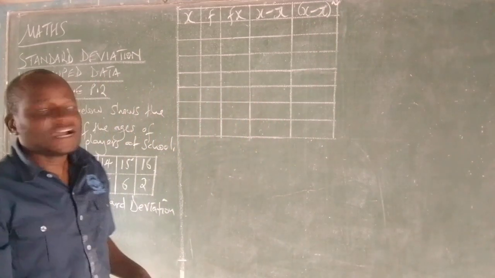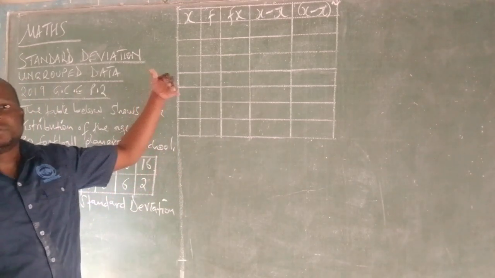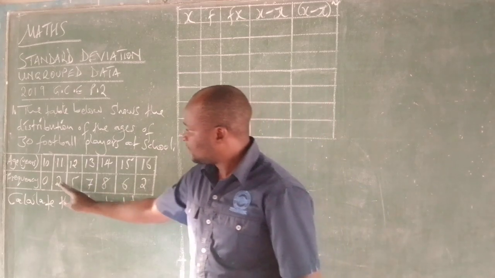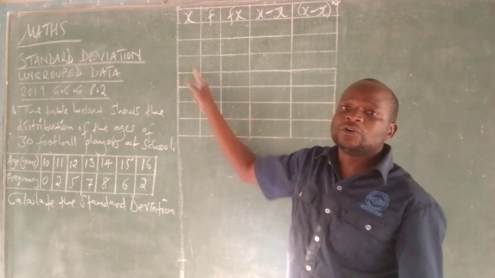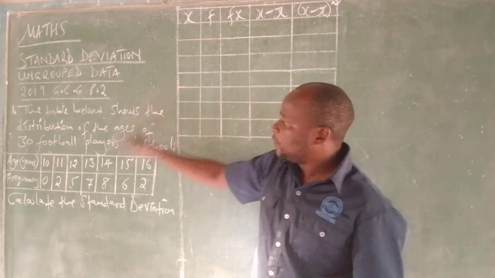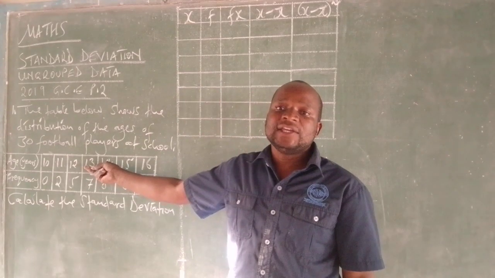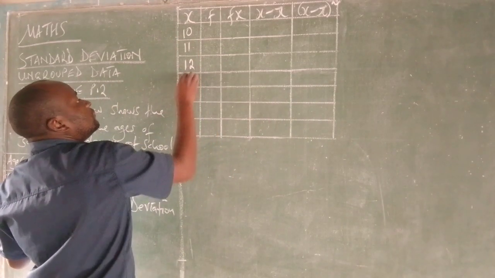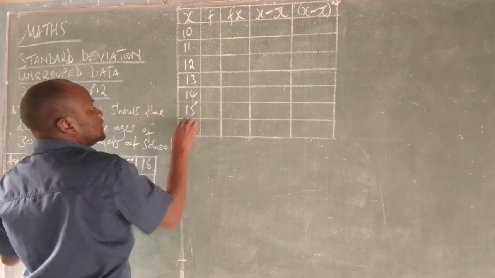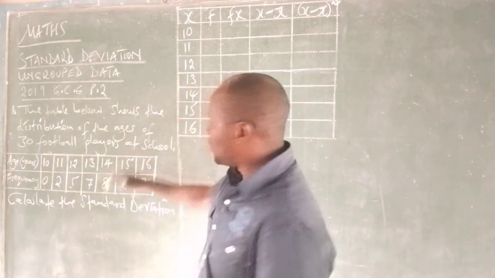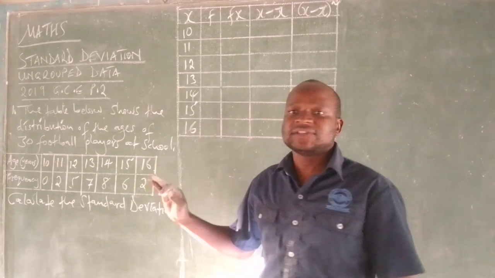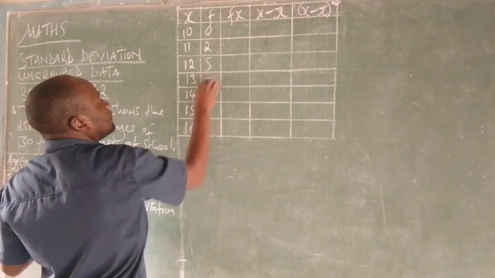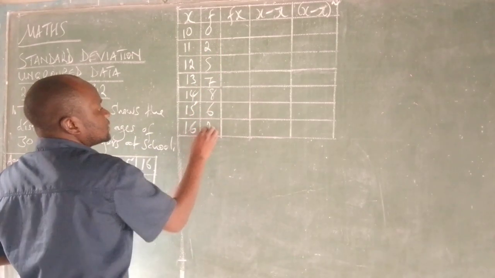After that has been done, remember the rows will be determined by the question. In this case, the question has 1, 2, 3, 4, 5, 6, 7, so that is why we have 7 rows. In the X column, we indicate the figures under age there, the way they are: 10, 11, 12, 13, 14, 15 and 16. And in F, we indicate what is in the frequency, the way the figures are. So here we are going to have 0, 2, 5, 7, 8, 6, and 2.